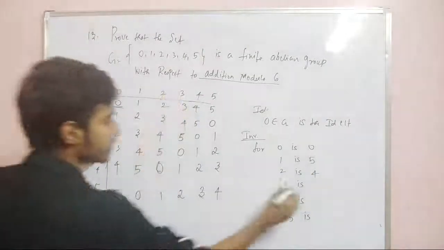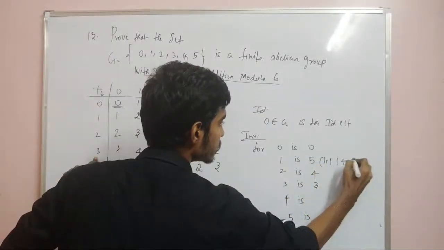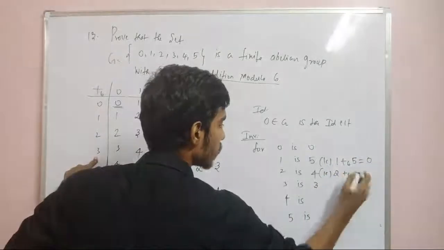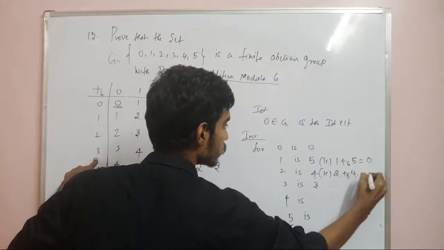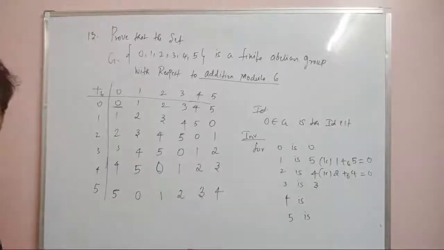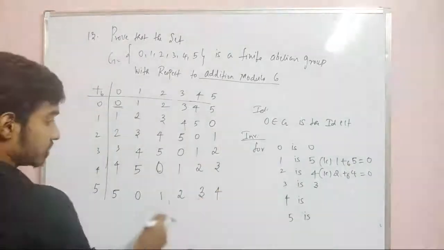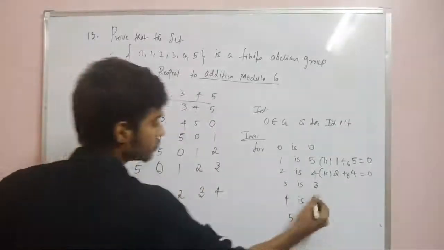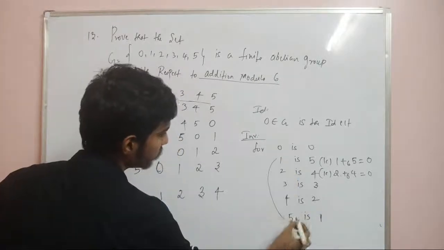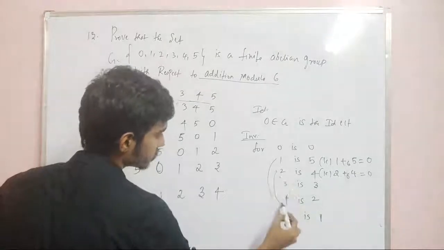Inverse for 3 is 3. That means 3 plus 3 mod 6 will be 0. That is, 2 plus 4 addition modulo 6 will be 0. That means with 2 you need to add 4 to get 0, because E is 0 here. So what is the inverse for 3? Inverse for 3 is 3. Inverse for 4 is 2, and inverse for 5 is 1. So you can see 1 and 5 are inverses of each other, and 2 and 4 are inverses of each other.